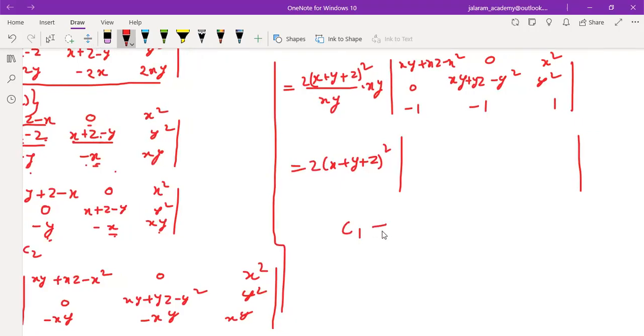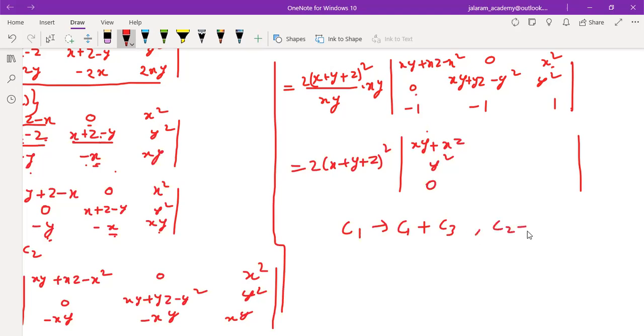C1 is operated as C1 plus C2, C1 plus C3. Then we get C1 plus C3. X square will be cancelled out, so it gives xy plus xz. C1 plus C3, 0 plus y square will be y square, minus 1 plus 1, 0.